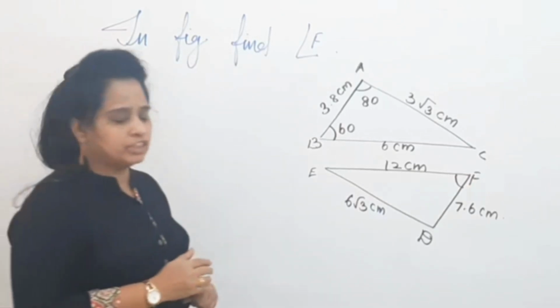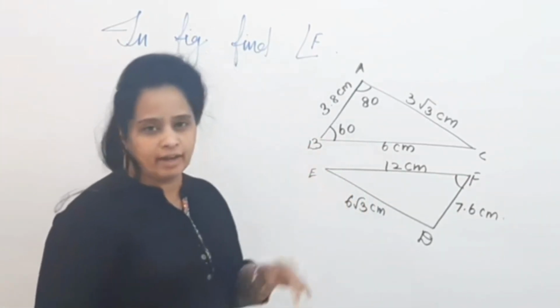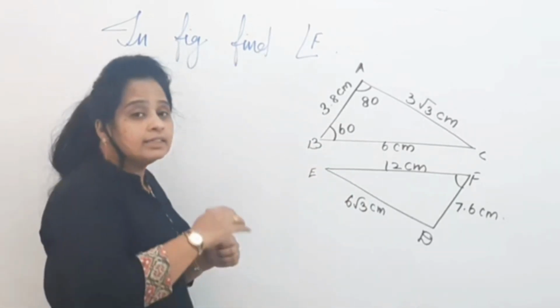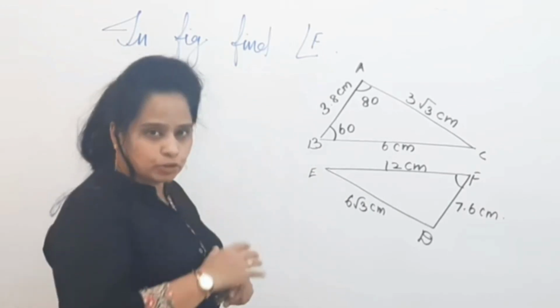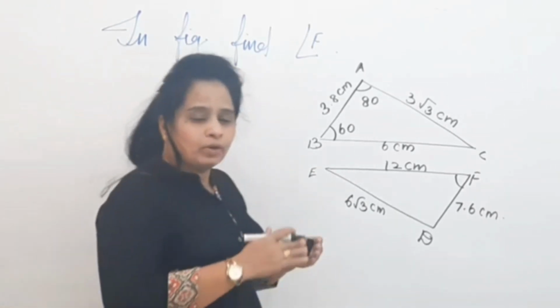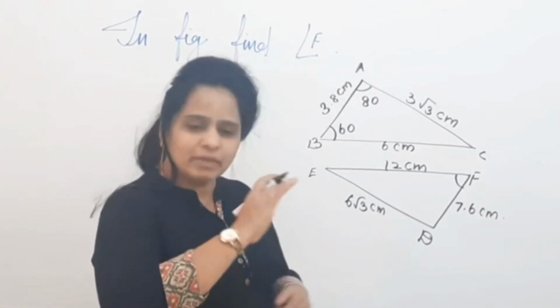No other information is given except the measurements of the sides of these two triangles. Now, I'm going to check my triangles. Are the sides in proportion? So, how do I check it? I do not know whether it is ABC or BAC or CAB. I do not know, but let me check it.